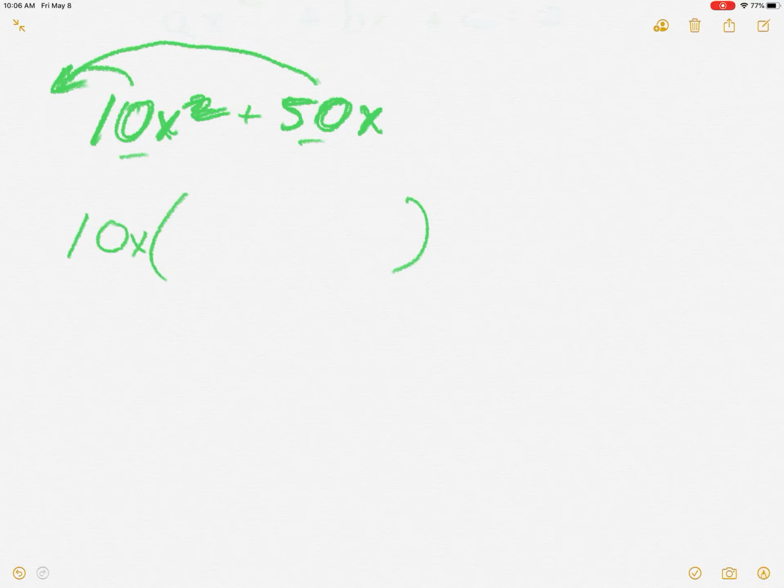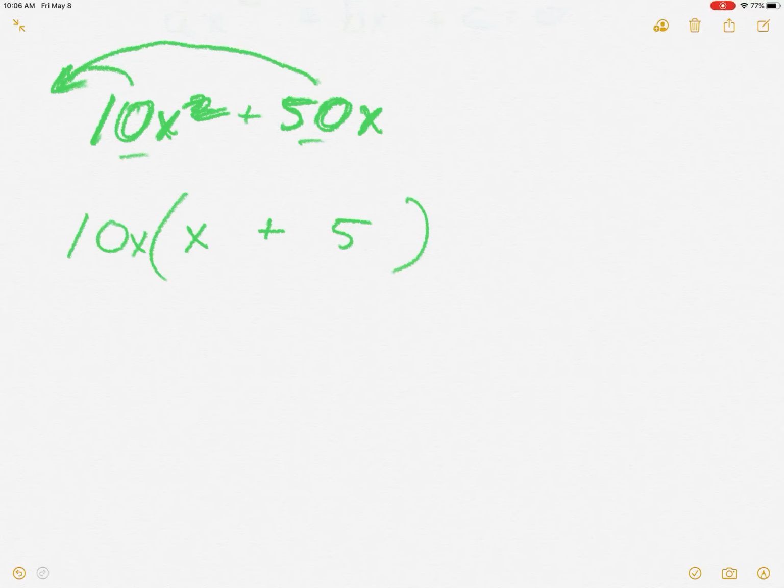If we pull out the 10x from the 10x squared, the only thing we're going to have left is the x. Likewise, if we pull out the 10x from the 50x, the only thing that we're going to have left is the 5. And this would be a factored form of the quadratic 10x squared plus 50x.